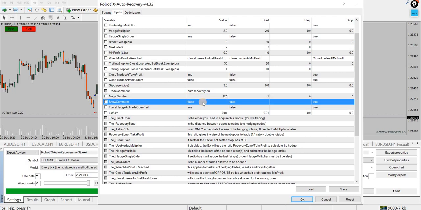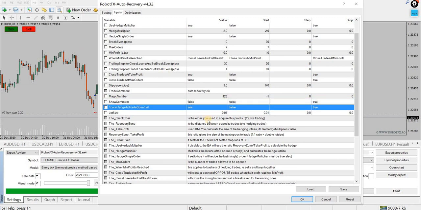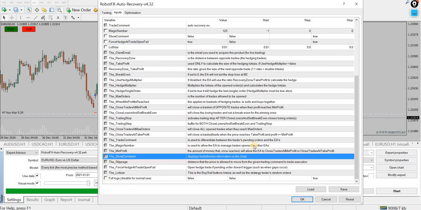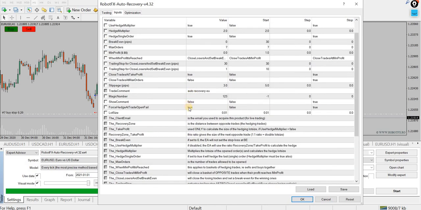The show command, like I said, is useful to show information about the broker. It will fill this left side of the area with information about the broker, right? And what else? Show comments, and the force hedge a trade open fail.